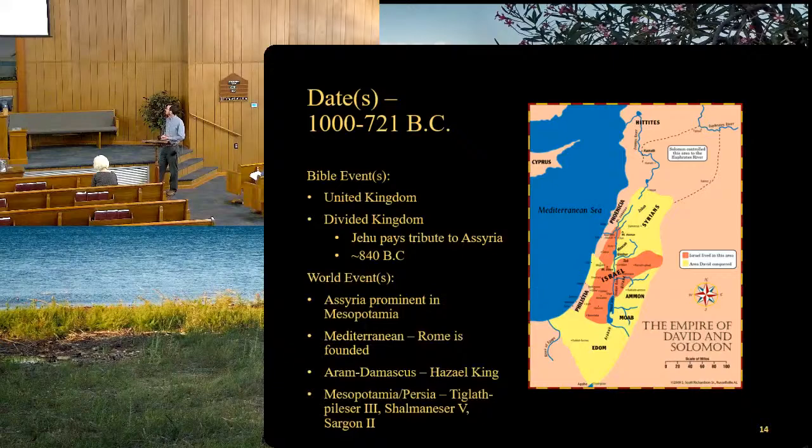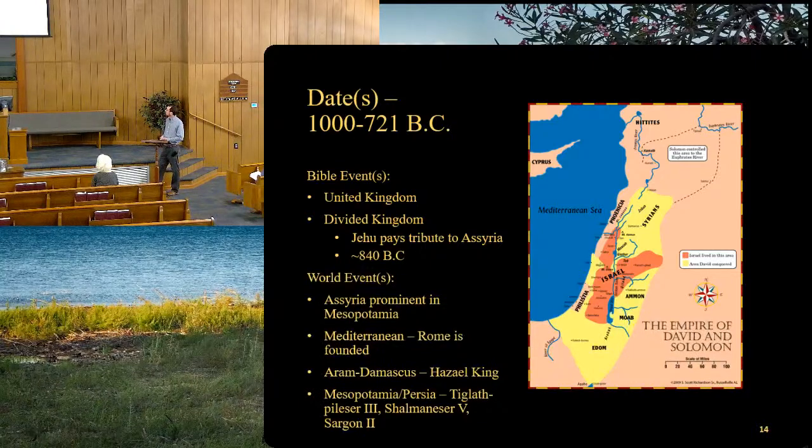Okay, 1000 to 721. Some of these dates you're going to start to recognize, right? So 721 BC. But somebody tell me, what happens there with that year? Yeah. So it's Israel being taken away into Assyrian captivity.